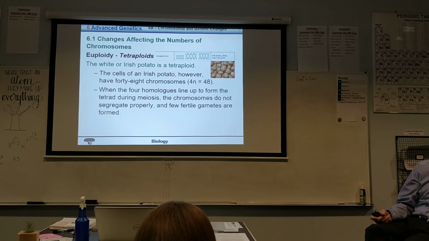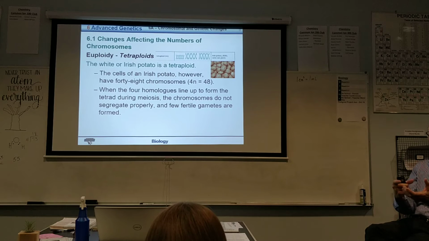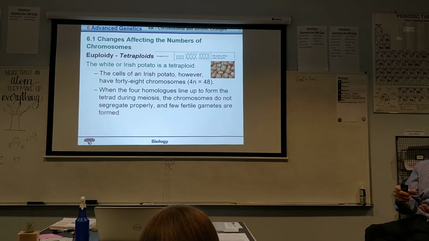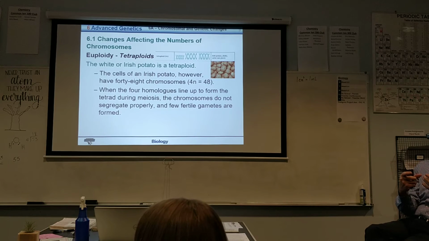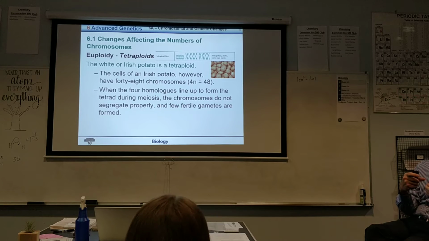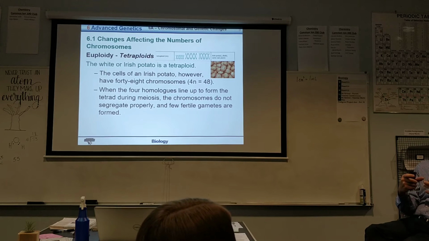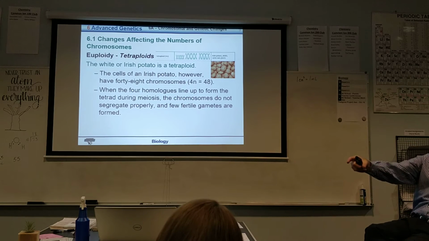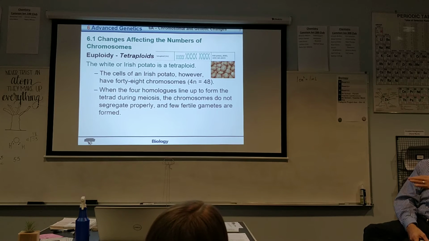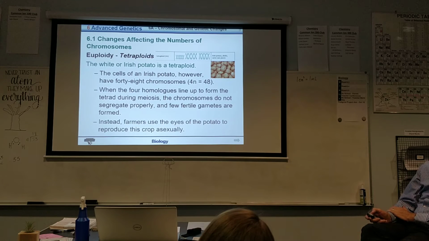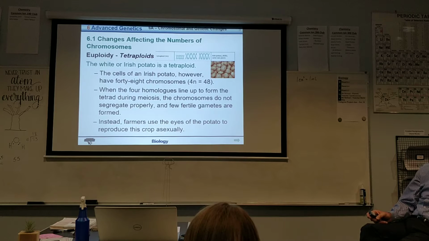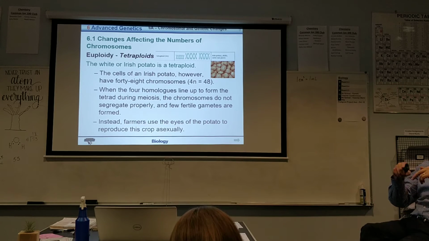So if I like this potato because of its quality, like I like how moist it is, or how thick the skin is, I don't want the skin to be too thick and tough, things like that, then I will like all the potatoes in the whole garden, because they all have the same genetic makeup. So farmers use the eyes of potatoes to produce the crop, but it's asexually, so they're not sperm and egg.